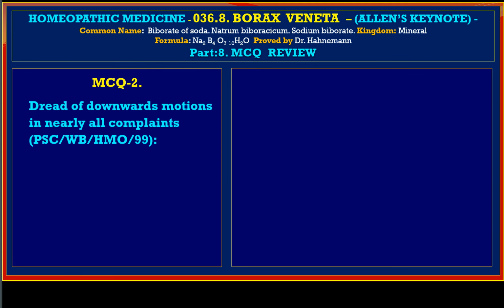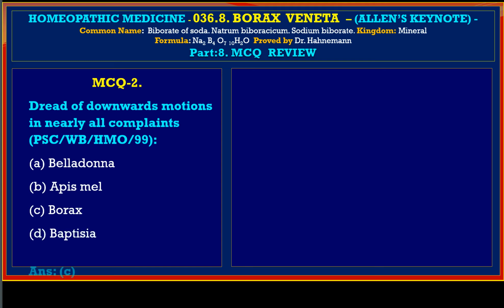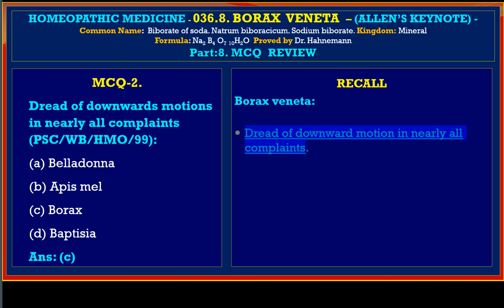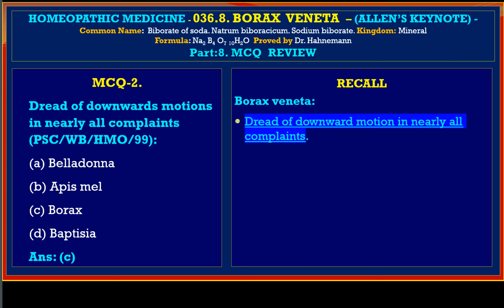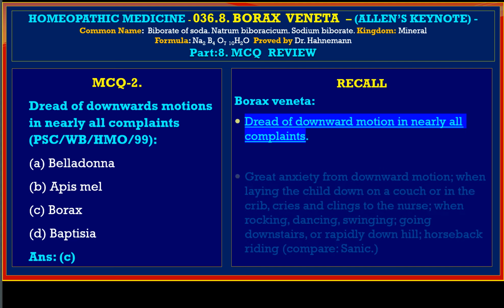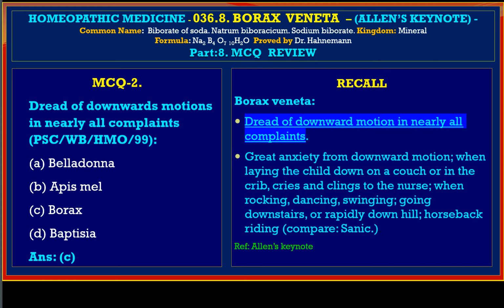We go to MCQ 2. Dread of downward motion in nearly all complaints. Variable A is Belladonna, B is Gelsemium, C is Borax, and D is Baptisia. And our answer is C, Borax. Let us seek the reference. Borax Veneta, dread of downward motion in nearly all complaints. And this reference is coming from Allen's Keynote, so this is the right choice.